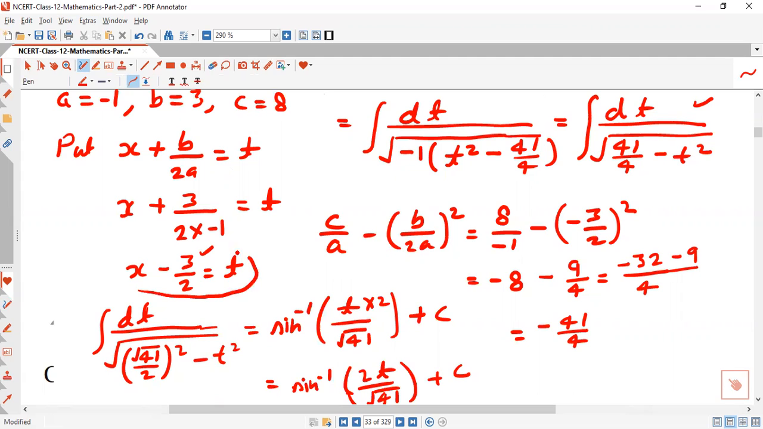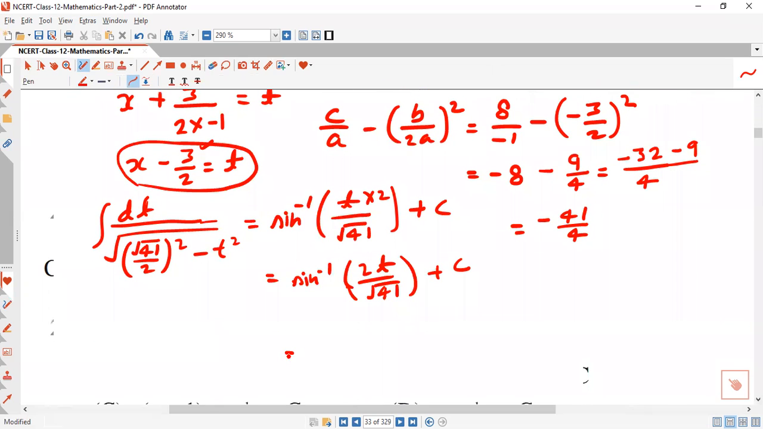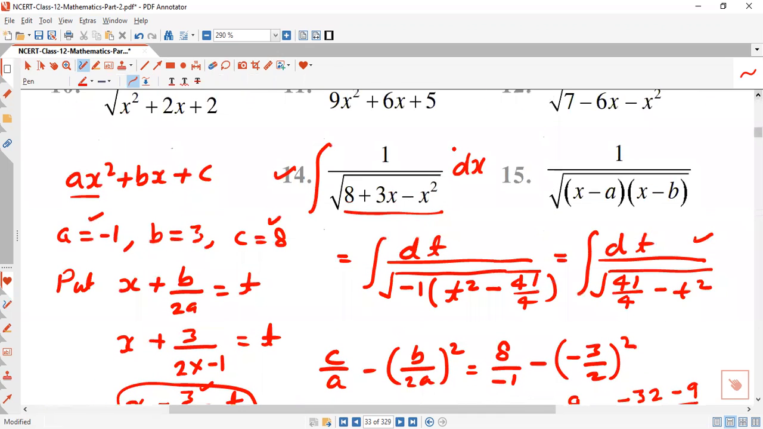t equals x minus 3 by 2. So it becomes sine inverse of (x minus 3 by 2) into 2; the 2s cancel out, so 2x minus 3 upon root 41, plus some constant c. This will be the answer of question number 14. So we are stopping here, and the remaining questions, starting from question 15, we will do in part 2.